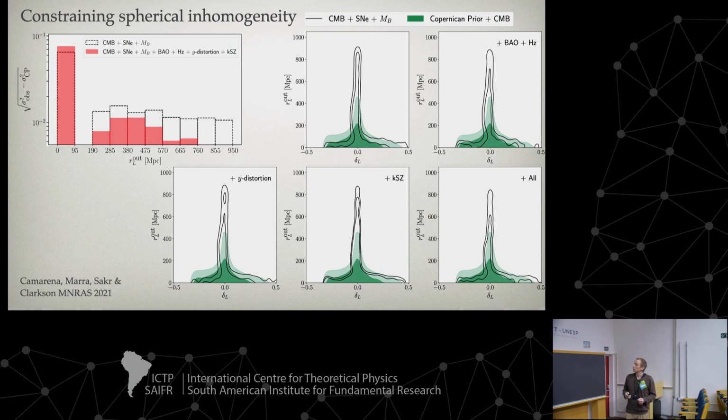This plot instead focuses more on the constraints on the space-time, given all available observations, the ones that I listed before: CMB, supernovae, BAO, kinetic SZ, Y distortion. At the end of the day, you reach constraints given by these black contours, which are very similar to what you expect from standard cosmology, from the Copernican principle. So you could say that, all right, we confirm the Copernican principle, we confirm FRW, and so on.